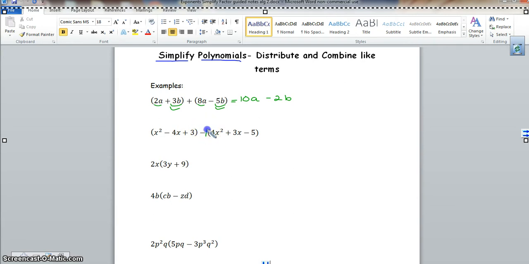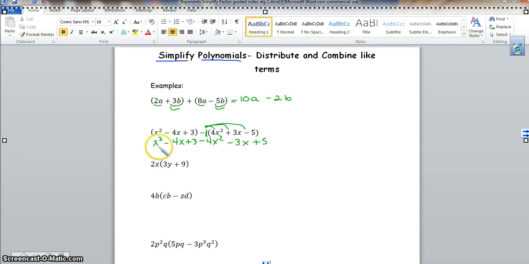This is saying a negative 1 out here. I'm going to go ahead and distribute this negative 1 through. We've had some trouble in the past with that negative subtraction. So I have negative 1 times 4x squared, so minus 4x squared. Negative 1 times 3, negative 1 times negative 5. And then we're going to combine like terms.